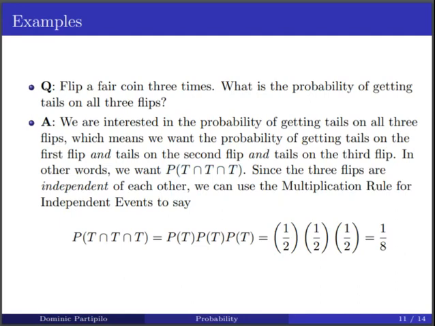The outcome of the second flip isn't affected at all by the outcome of the first flip, and the same goes for the third flip. So all three of these coin flips are independent of each other. That means we're allowed to use the multiplication rule for independent events. And that tells us that the probability of tails intersect tails intersect tails is the same thing as the probability of tails times the probability of tails times the probability of tails. And that's equal to 1/2 times 1/2 times 1/2, which is going to be 1/8.